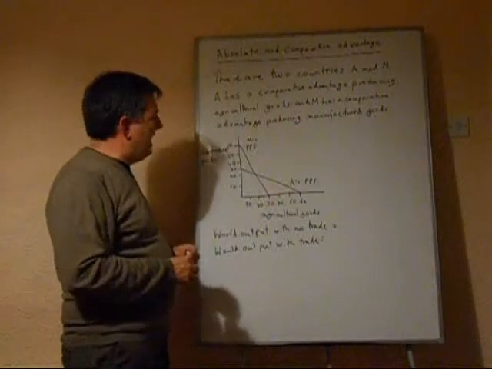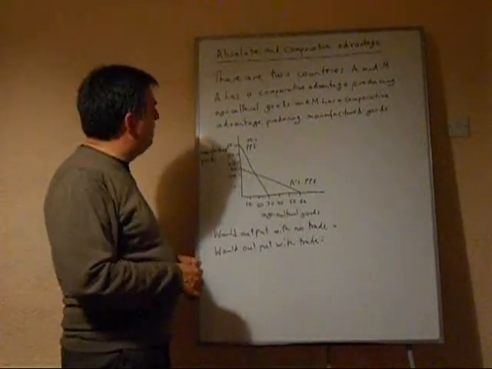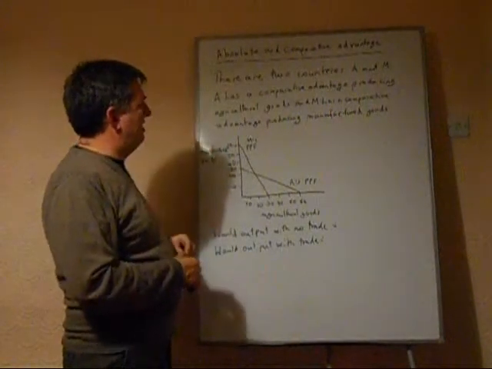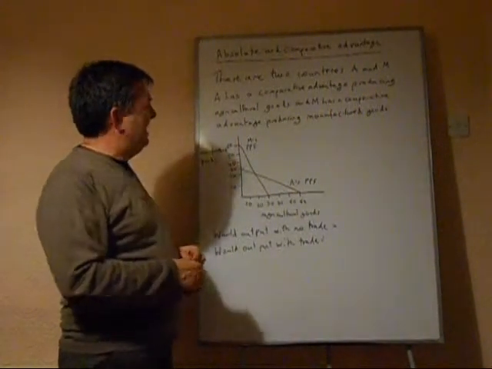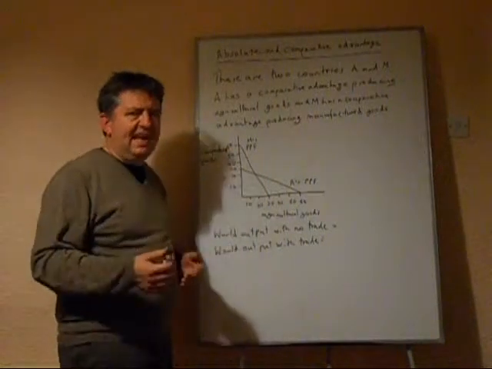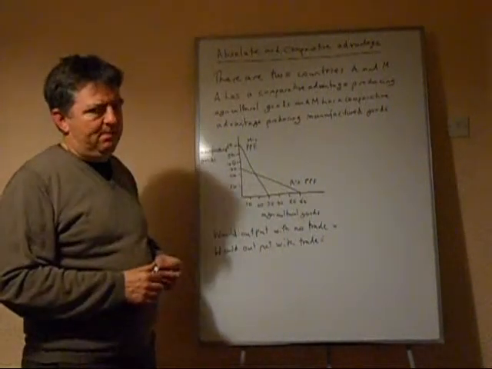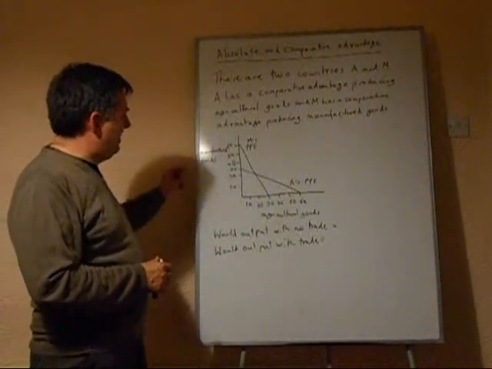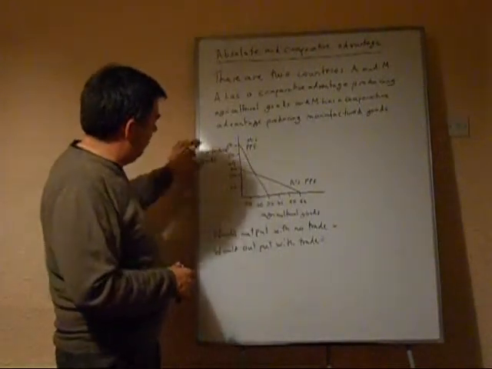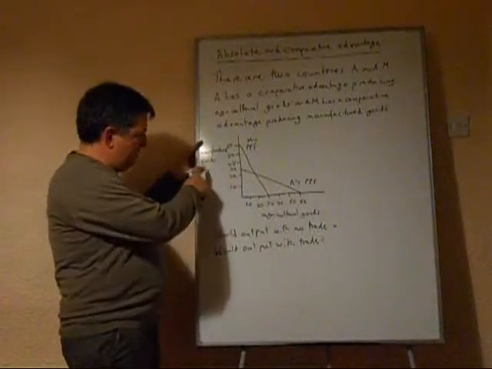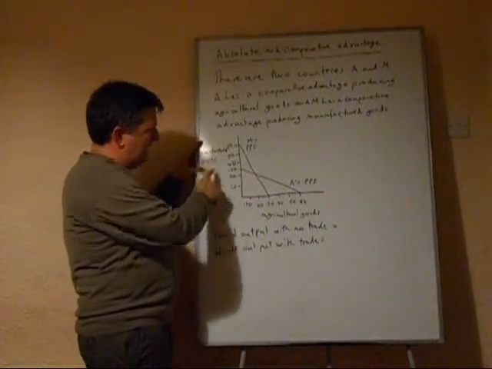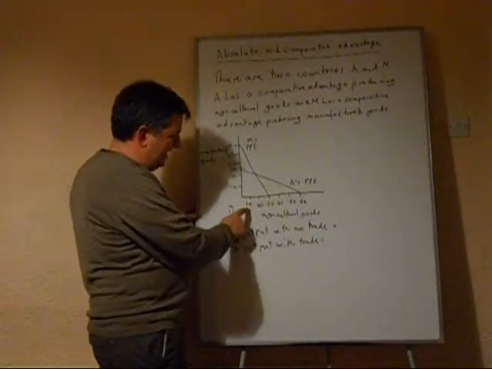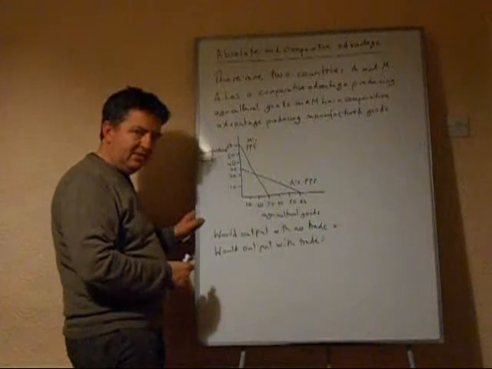So what we have is a simple graph that shows this. Now, in this graph there are two countries, A and M. A has a comparative advantage in agriculture and M has a comparative advantage in manufacturing. And what we can see in the graph is on one side we see manufactured goods going from 10 units to 60, and on the x-axis we see agricultural goods going from 10 units to 60.